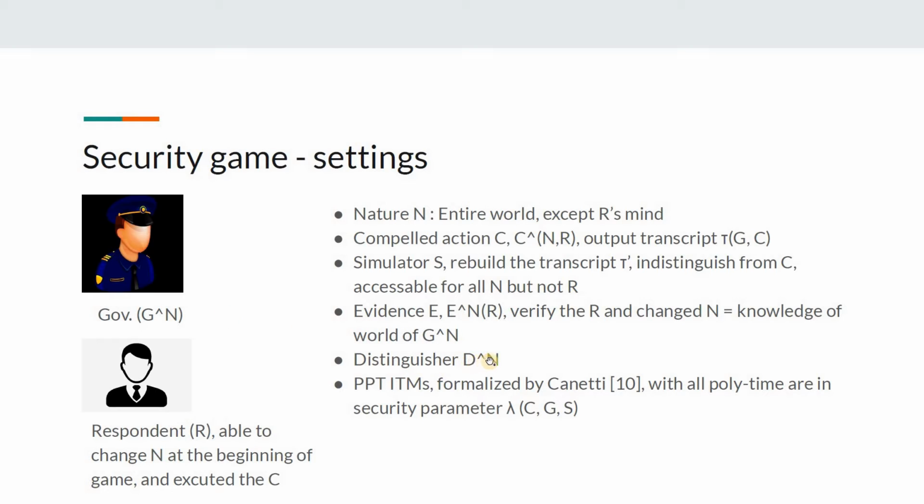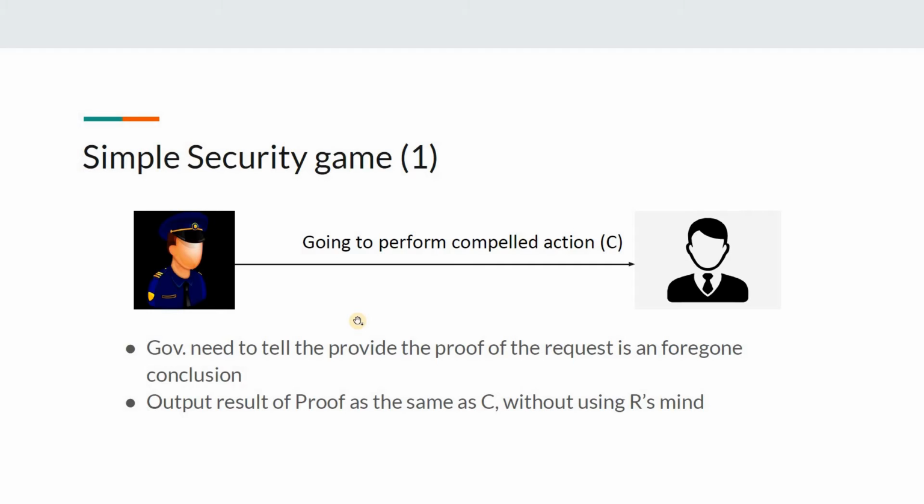We have a distinguisher, and finally we have the polytime interactive Turing machines here for C, G, and S, which is formulated by Kennedy, with all the polytime are in the security parameter lambda. And after the settings, we are going to start our security game in a simple way first.